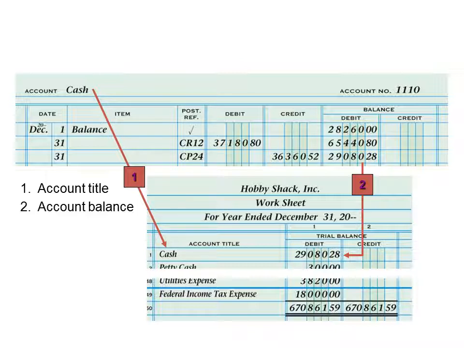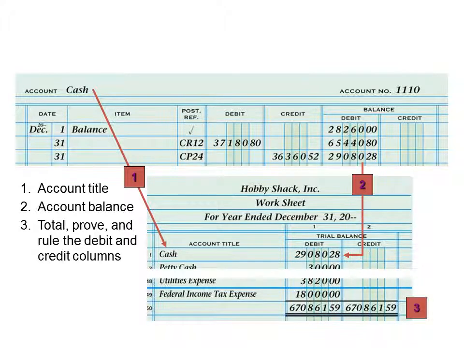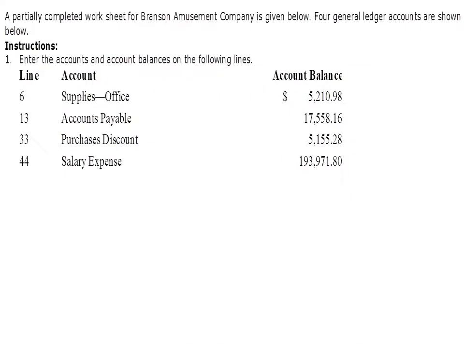If a general ledger account has a zero balance, it is still entered on the worksheet, as it may have a balance later on after we do the adjustments. So then let's take a look at a real quick example of how to prepare it.